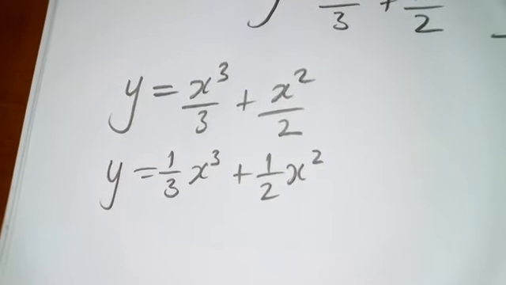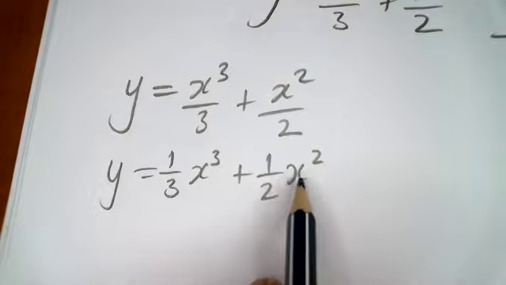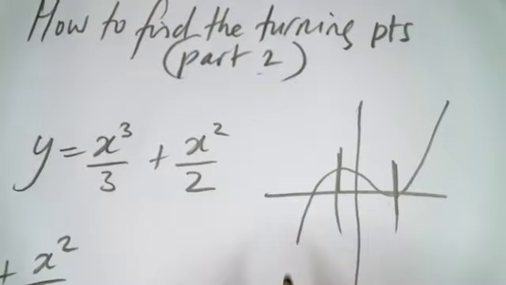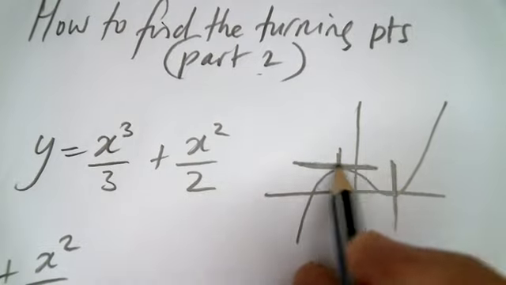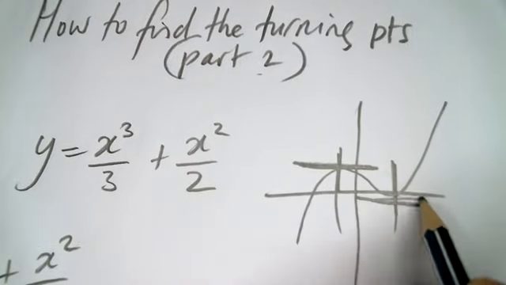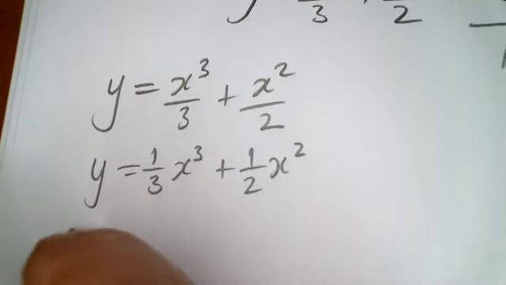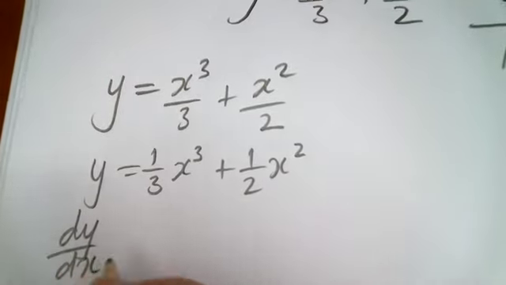So now we're going to differentiate it, because the moment we find the gradient function, we just make the gradient function equal to 0, because the one thing we know about the point over here, the gradient there is 0, and the gradient wherever that is there is also going to be 0. So let's do that now. Let's differentiate y with respect to x.